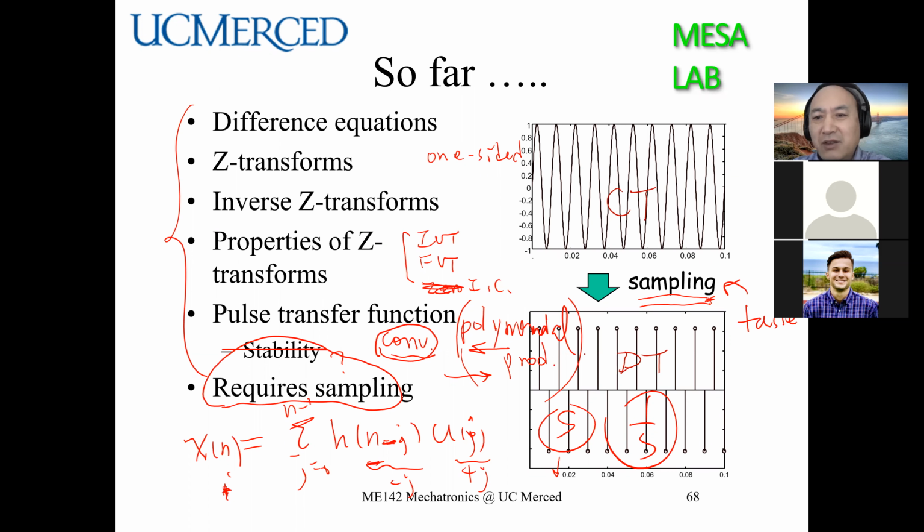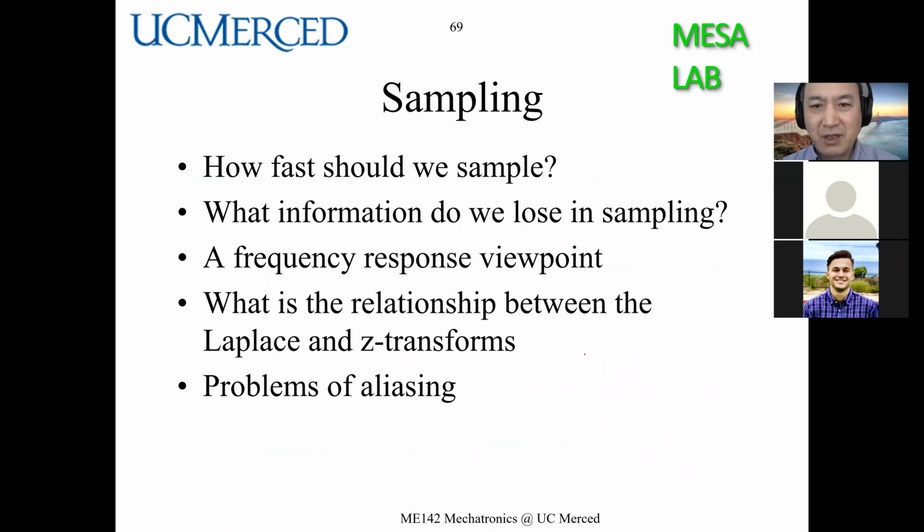You can see if I sample very slowly, you don't see this is a sinusoid. So how fast should we sample? What information do we lose in sampling?